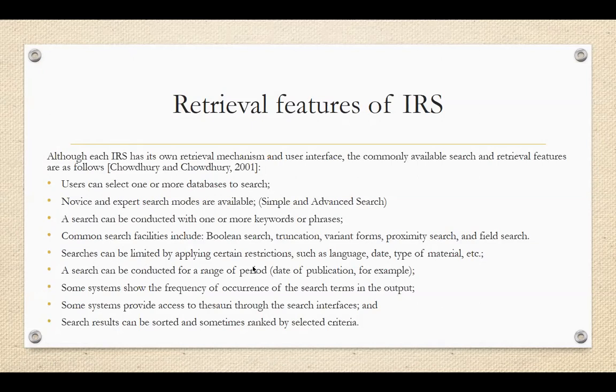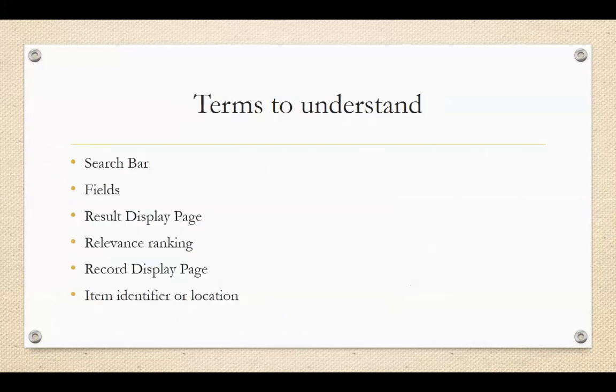Searches can be limited by applying certain restrictions such as language, date, type of material, etc. And we can also conduct a search by a range of period, like date of publication, for example. Some systems show the frequency of occurrence of the search term in the output, like how many times the particular search term appears in every record. Some systems also support thesauri, and the search results can be sorted, and ranking algorithms or relevance ranking is also implemented.